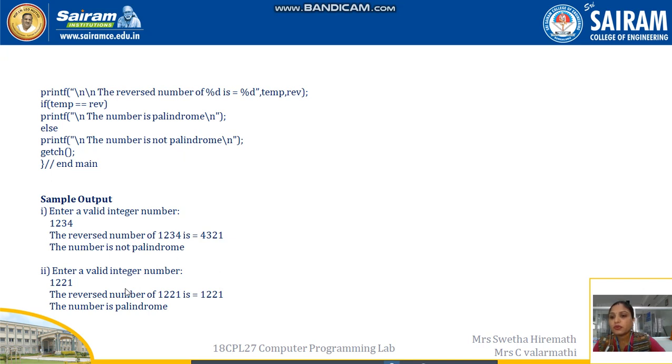And here is one more output, for a palindrome. Here we have entered a valid integer number, 1221. The reverse of this number will be 1221 only. So it is a palindrome.